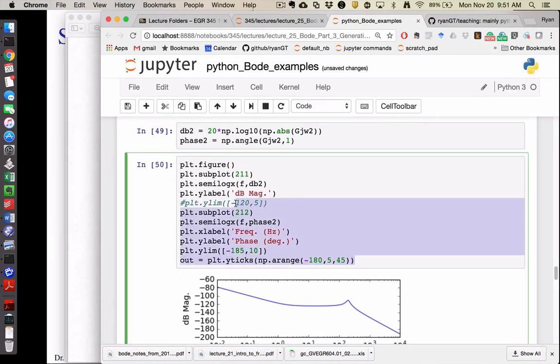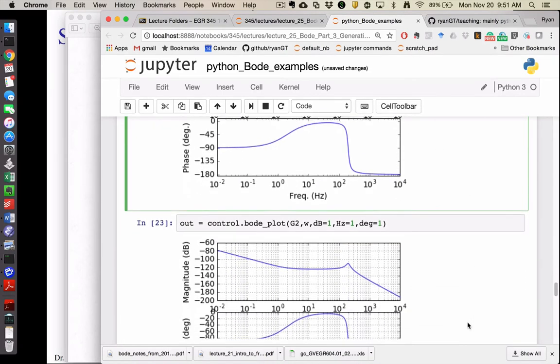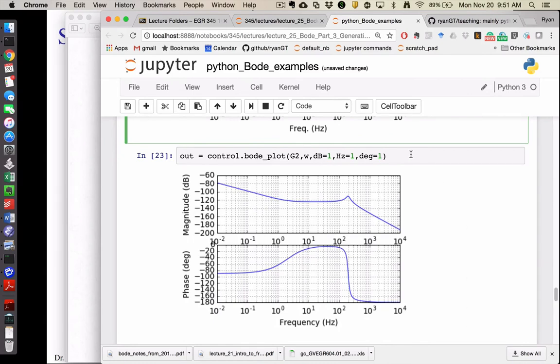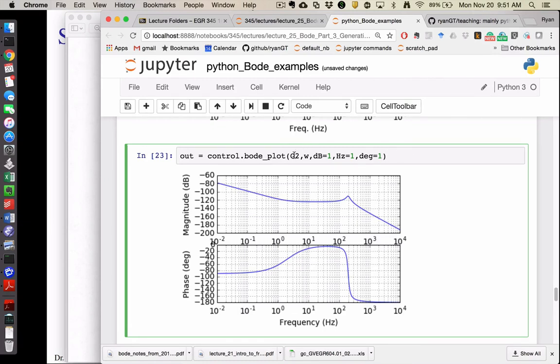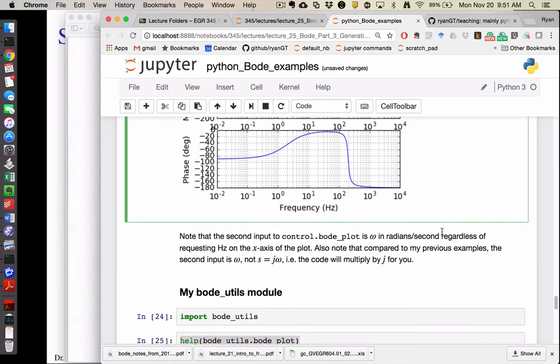Now, this is important to know how to do so you're not just depending on other people's code that you don't understand, but it's kind of painful to have to type in 10 or 15 lines to get a Bode plot. So you've got a couple of options. There is an automatic Bode plot function within the Python control module. You pass in the transfer function, or possibly a list of transfer functions, a vector of omegas. And I put this down here in my note.